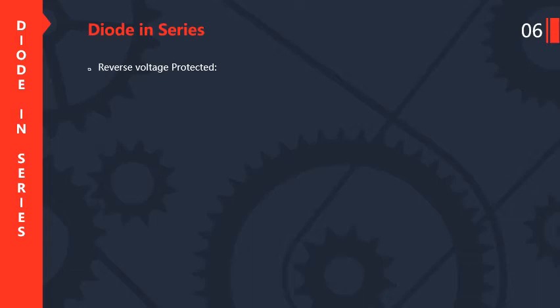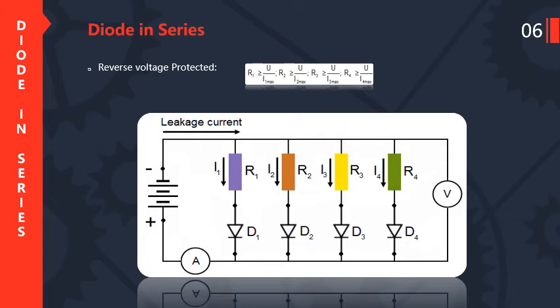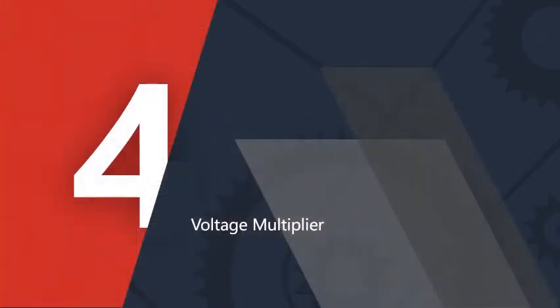Reverse voltage protection. So resistance R1 is greater than or equal to U upon I1 max, and R2 greater than or equal to U upon I2 max. Similarly, R3 and R4. The next topic is a voltage multiplier circuit.